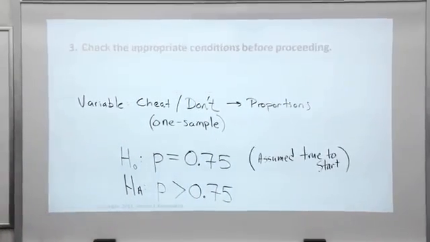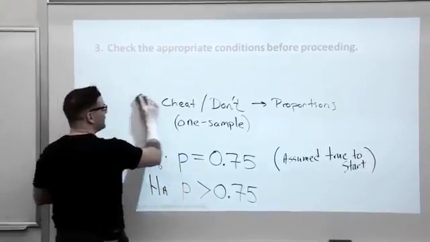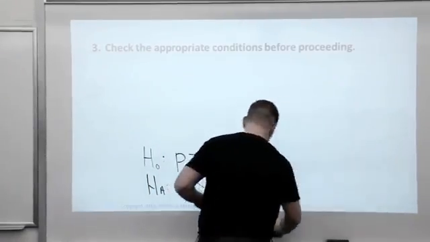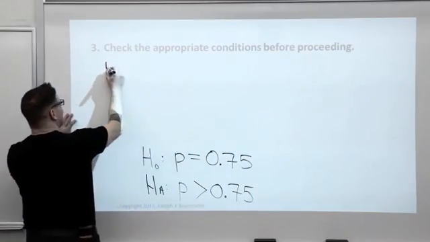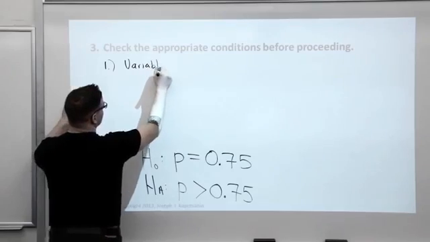All right, part 3 of any hypothesis test, we've got these hypotheses. We've got to check the conditions. There's 4 of them. Make sure you write these down. And number one, that variable is categorical.